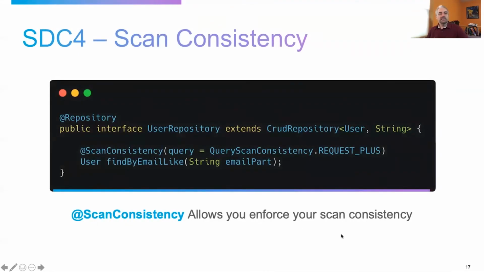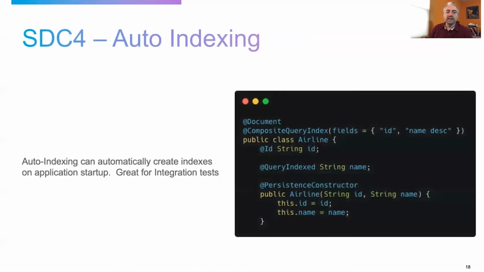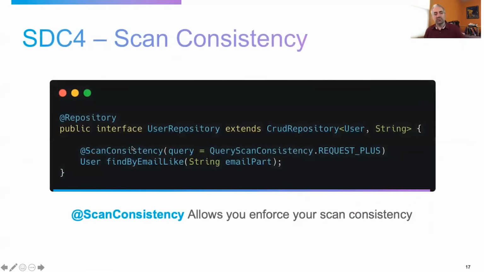The scan consistency option allows you to specify what kind of scan consistency to be used for queries. So here this shows the scan consistency for query being set to request plus. Request plus will let you read back what you have written, which is especially useful when you're writing tests. You insert data and then you read it back to do a query on it right away.